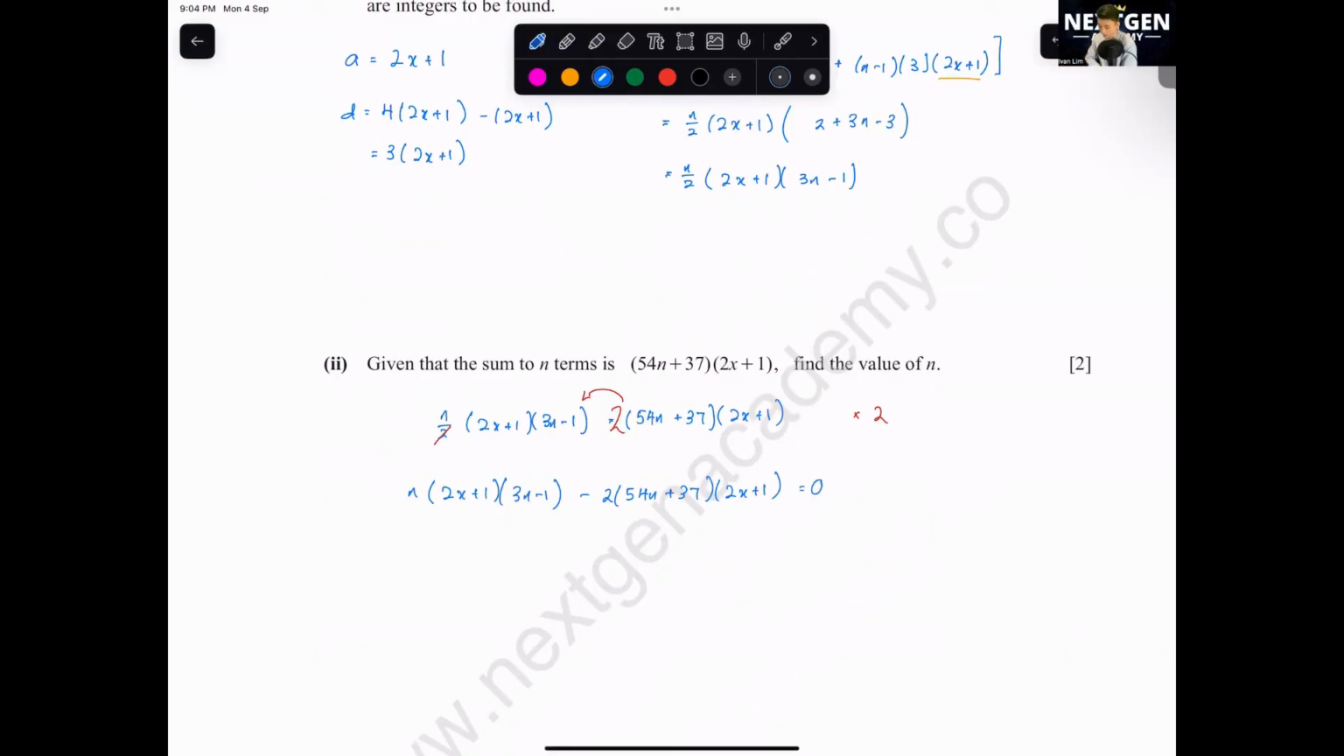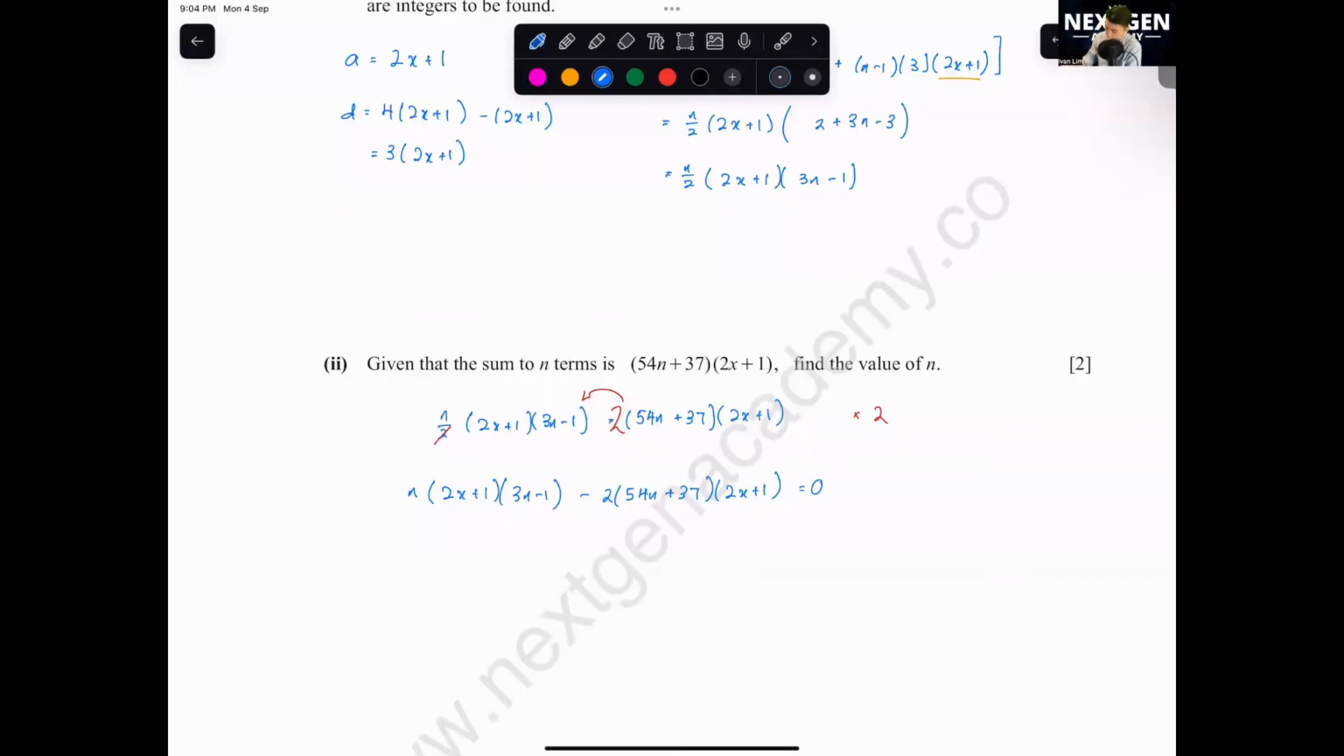Okay, now what am I going to do? You want to find the value of n, right? Okay, don't go and open up the bracket. What we're going to do is you are going to factorize. You're going to factorize the common factor. So what can you factorize here?